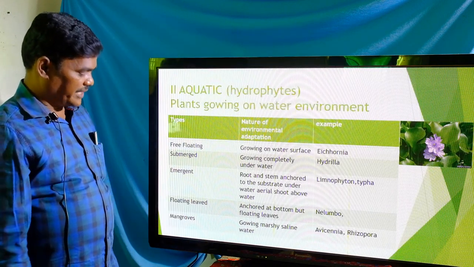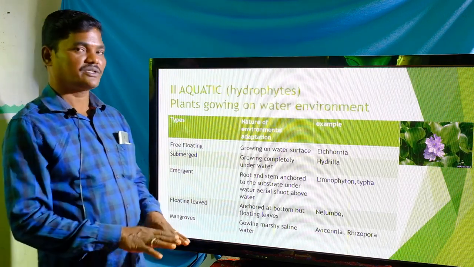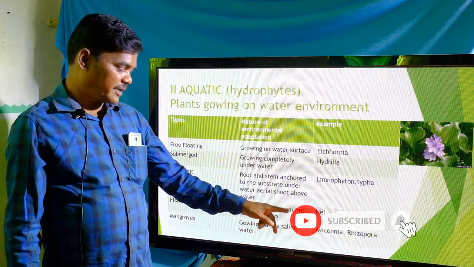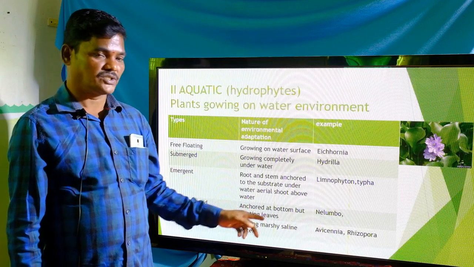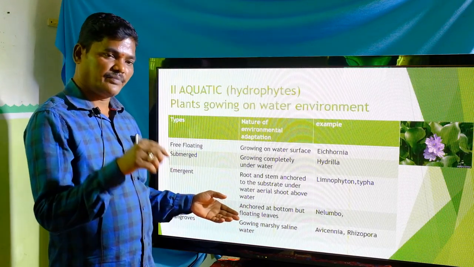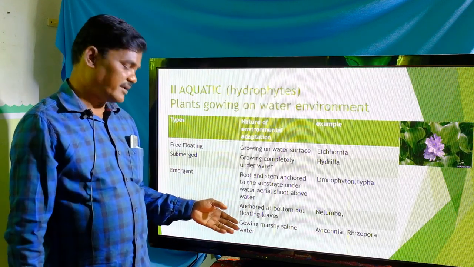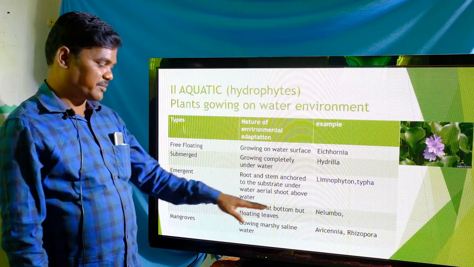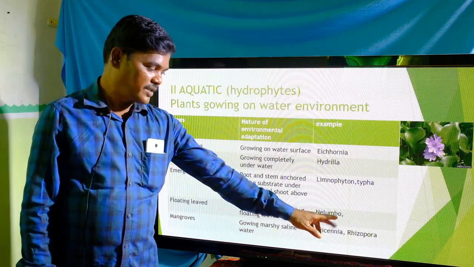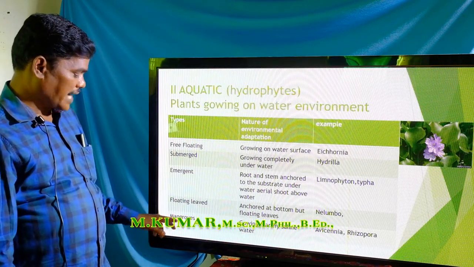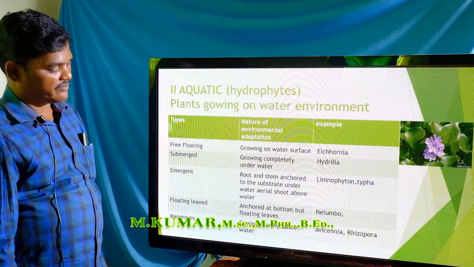Floating leaved. Floating leaved means the leaves float on the surface of the water. Anchored at bottom, but floating leaves. So anchored at the bottom means the roots penetrate inside the soil, and leaves and flowers float on the surface of the water, that is called Nelumbo. That is the lotus example. And mangroves. So this is another very good example.